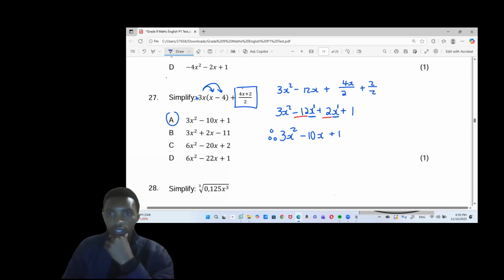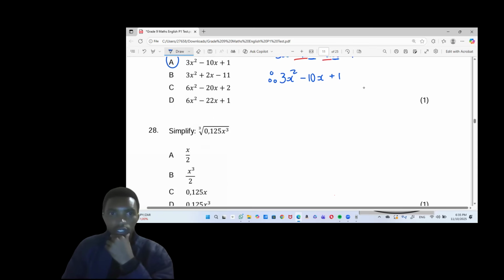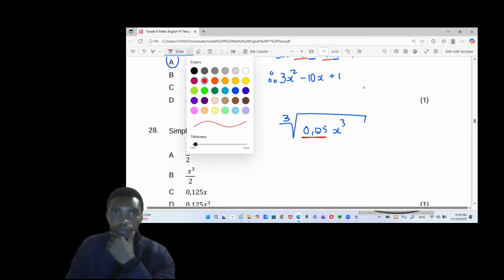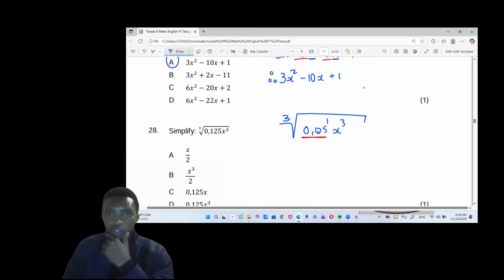And then we have 28 and 29 and so forth. Again here, just a quick tip. If ever we have 0.125 x cubed, simply remember, what is the exponent of this number here? Is it 3? No, the exponent there is 1. Right? So we take this outside. We write this one the way it is, 0.125.